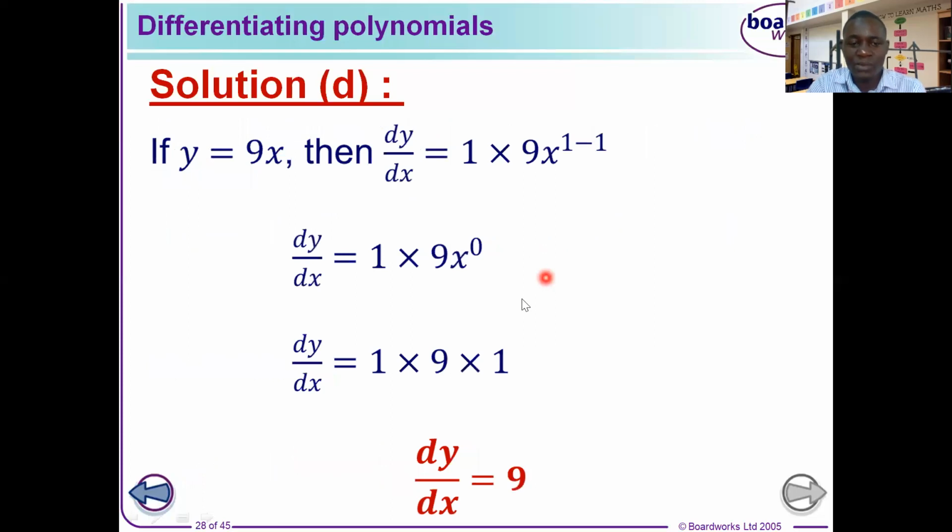Now we have this one, y equal to 9x. The dy/dx will be 1, because 1 is on top of this x. Let's take note of that. So we have 1 times 9x, then 1 minus 1. So 1 minus 1 will be 0. So that gives us x raised to power 0. In this case, anything raised to power 0 is always going to be 1. So 9x raised to power 0 is going to be 9 times 1. So we have 1 times 9 times 1. Eventually, the answer becomes 9.